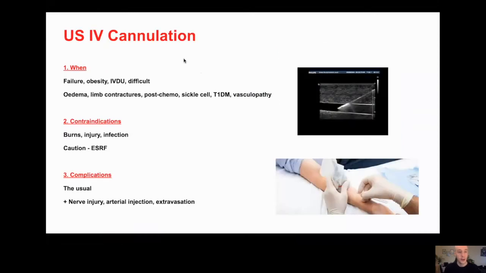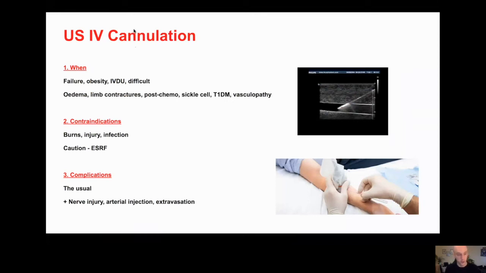Cool. So let's talk about ultrasound cannulation. When would you do it? So if they're difficult, essentially. So that could be the chemo patient, sickle cell, vascular paths, edematous, obesity, or you've failed. I will traditionally go to it after I've failed one or two times now.